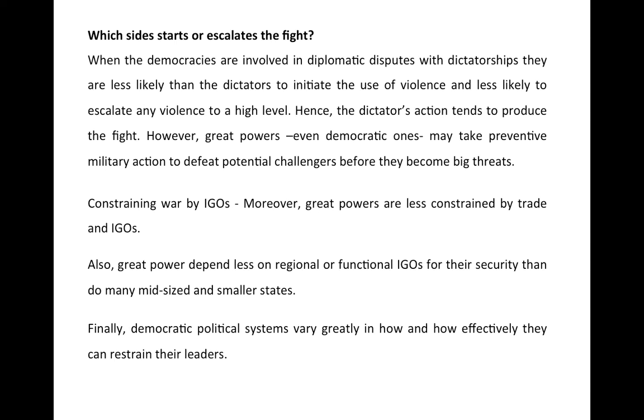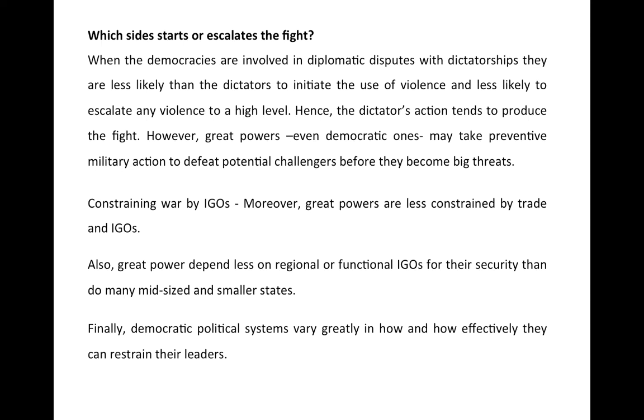Which side starts or escalates the fight? Here, the evidence is stronger, even when democracies are involved in diplomatic disputes with dictatorships. They are less likely than the dictators to initiate the use of violence and less likely to escalate any violence to a high level. Thus, the dictator's action tends to produce the fight. Sometimes, however, great powers, even democratic ones, may take preventive military action to defeat potential challenges before they become big threats.